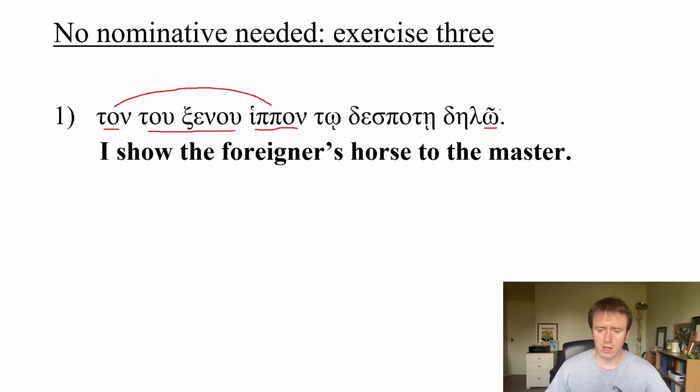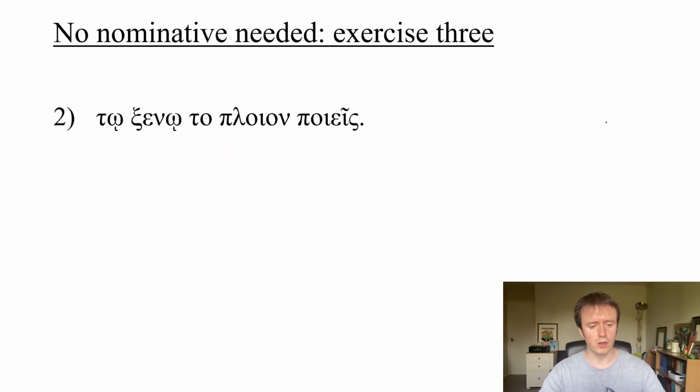So this means I show the horse of the foreigner, literally, or of the stranger. You could have said stranger in your translation as well. To the master. We know it's to the master because the master's in the dative case as indicated by the masculine dative singular definite article. Number 2 was toi xenoi toploion poies.